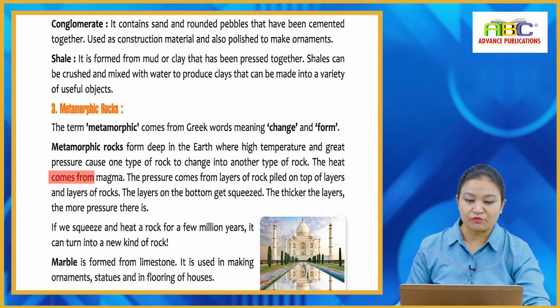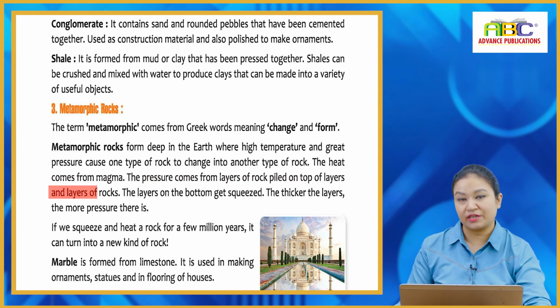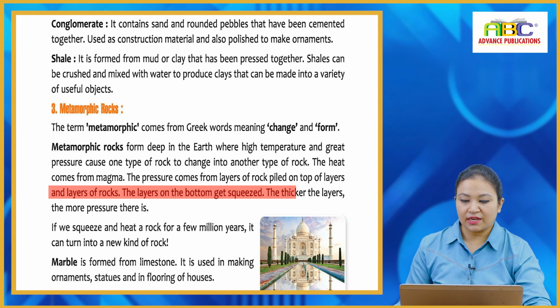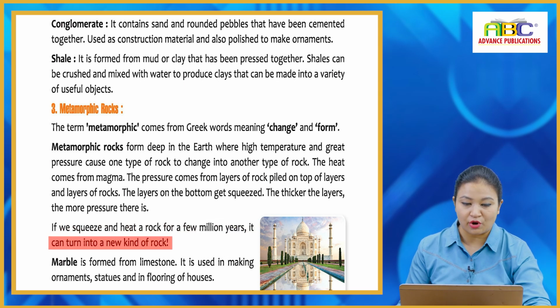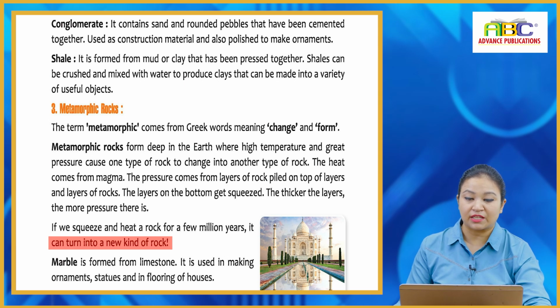The heat comes from magma. The pressure comes from layers of rock piled on top of layers and layers of rocks. The layers on the bottom get squeezed. The thicker the layers, the more pressure there is. If we squeeze and heat a rock for a million years, it can turn into a new kind of rock. So the metamorphic rock is made deep inside the earth.